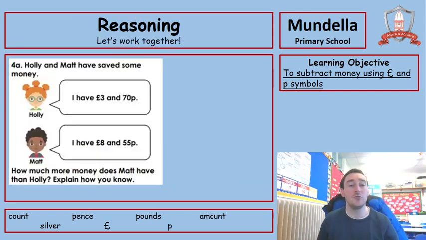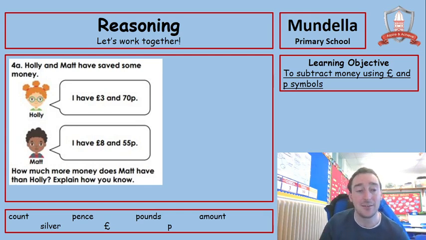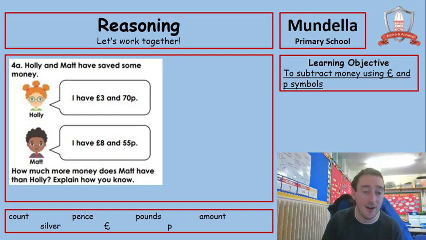Okay, let's have a look at some reasoning. Now, remember with the reasoning, we don't just write the answer, we have to write why it's the answer as well. So let's read this together. It says, Holly and Matt have saved some money. Holly says, I have £3 and 70p. And Matt says, I have £8 and 55p. So, how much more money does Matt have than Holly? Explain how you know. So how do you think we might work this out?